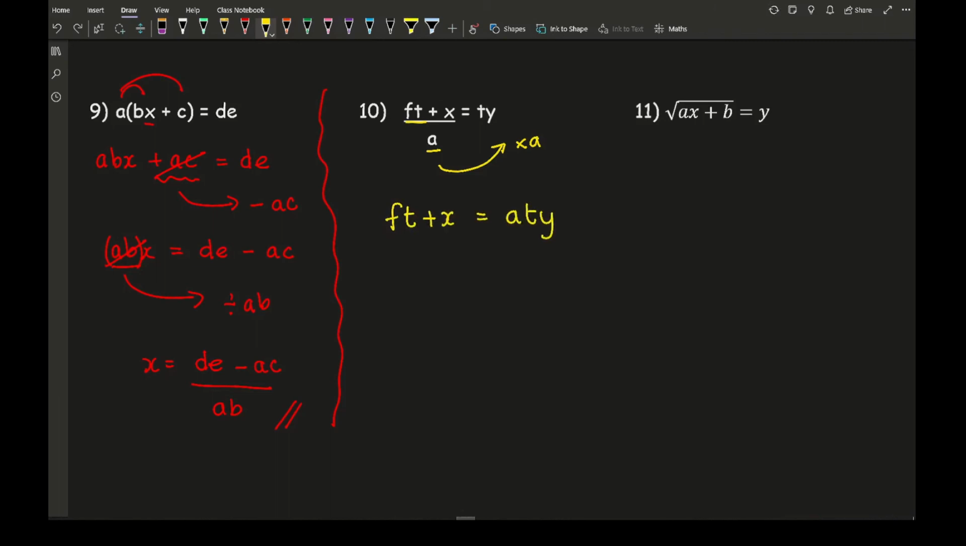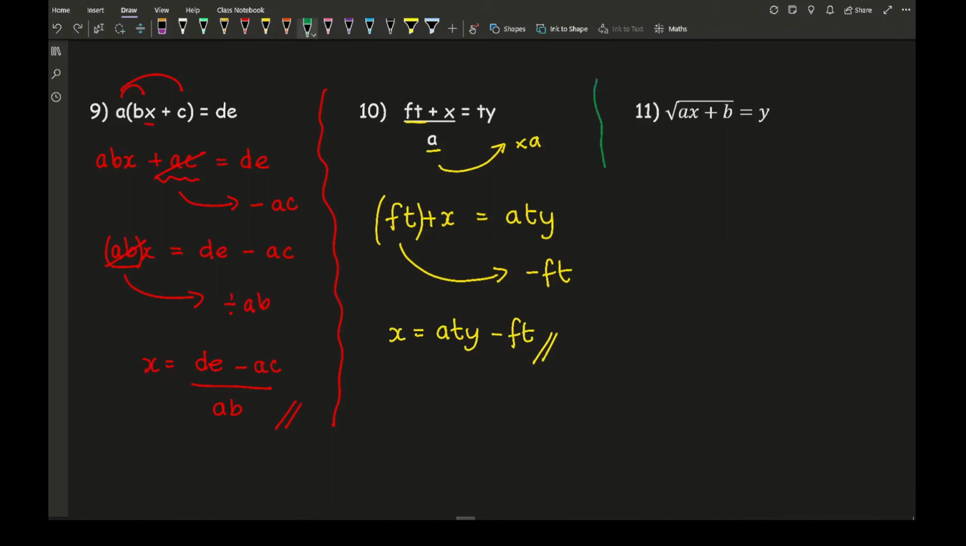Now if you want to write tya, that's absolutely fine, but again I'm just keeping it in alphabetical order just to keep it so. Now here I want to get rid of the ft. So what's the ft doing? Well, it's adding, so the opposite of adding ft will be to take away ft. So what I'm left with is x equals a ty minus ft, and there is my final answer.